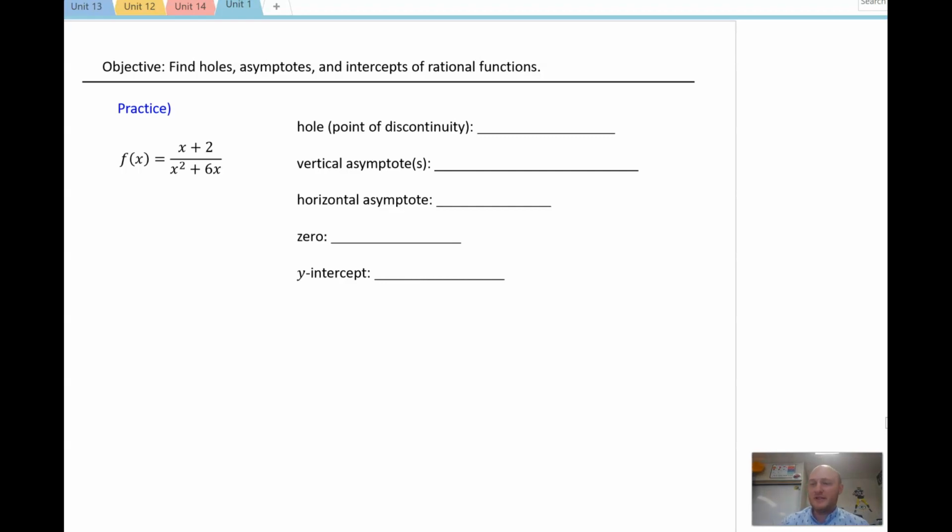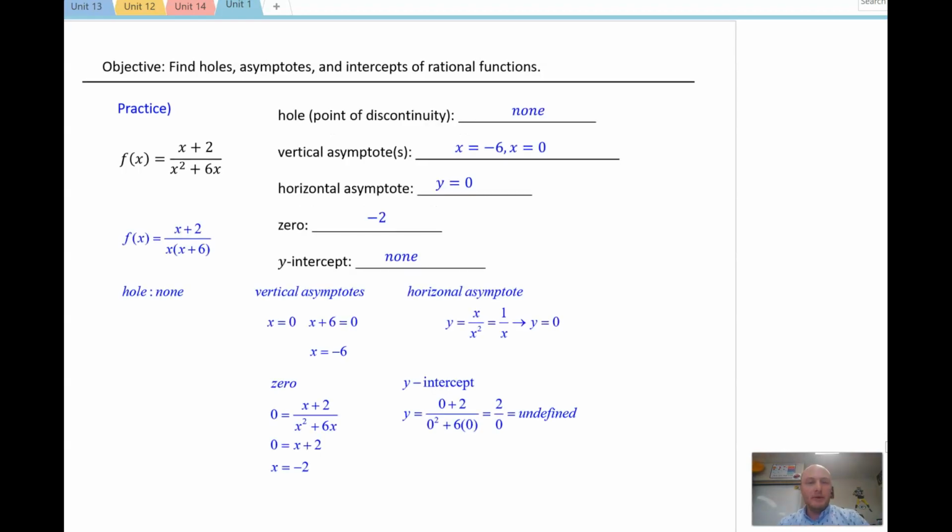All right, hopefully you tried this example. What really might have thrown you off is that after you factor out the denominator, you have x times x plus 6. So you get no cancellations, no holes, but your vertical asymptote, right? I have this x factor here, so I have to set that equal to 0. So that does give me 2 vertical asymptotes. Your horizontal asymptote, again, is y equals 0. Your 0 will occur at negative 2, and then you will not have a y-intercept, because we're dividing by 0.